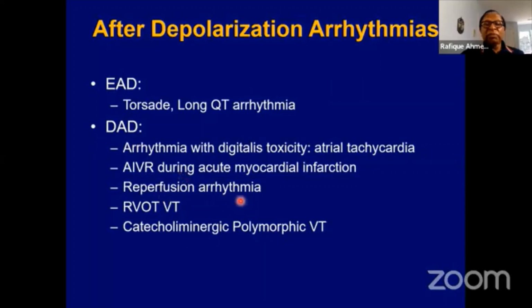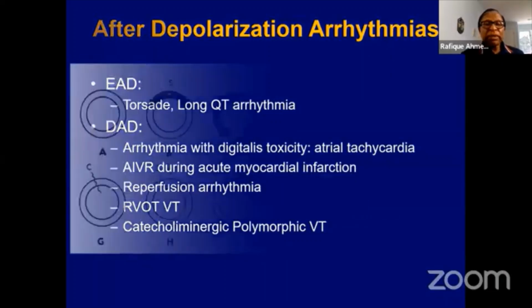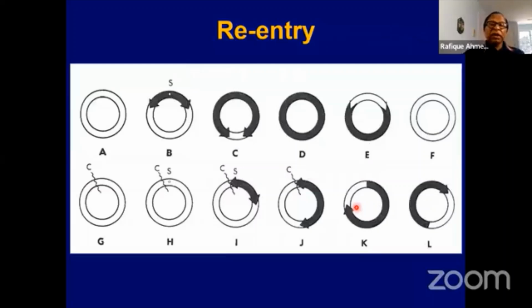Reperfusion arrhythmia, accelerated idioventricular rhythm after MI, is delayed afterdepolarization, and the other one is catecholaminergic polymorphic ventricular tachycardia, that is delayed afterdepolarization. And then, of course, the other mechanism by which we get arrhythmia is reentry. Reentry is the commonest arrhythmia.